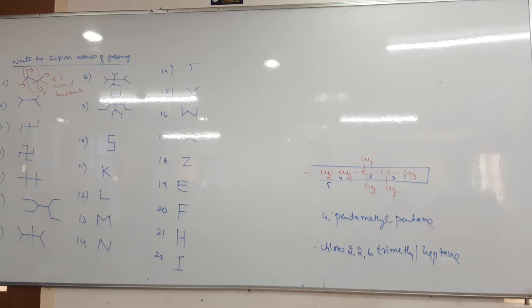Like here also, first select the parent chain. So it is 1, 2, 3, 4. 2, 3, same thing? Same.